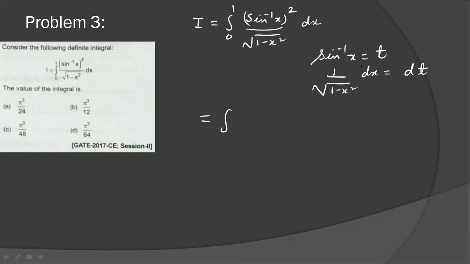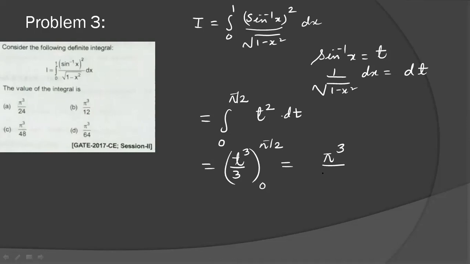And the change of limit: as x tends to 1, it will tend to sine inverse 1, that's pi by 2, and as x tends to 0, it is sine inverse 0, that is 0. So it will be t square dt. And the integration of t square is t cube by 3, from 0 to pi by 2. So it will be pi cube by 8 into 3, that is pi cube by 24. So this is the answer of this integration.